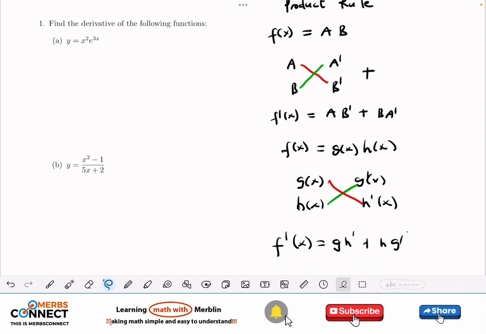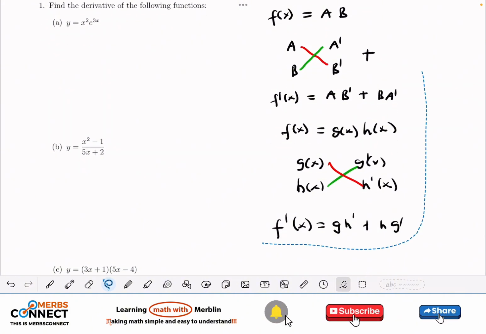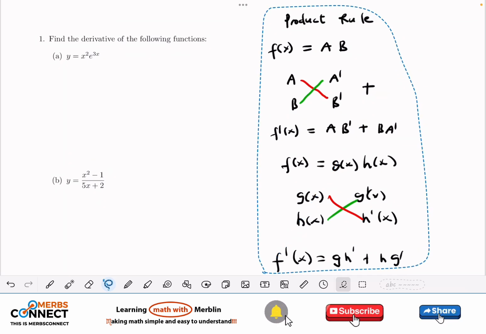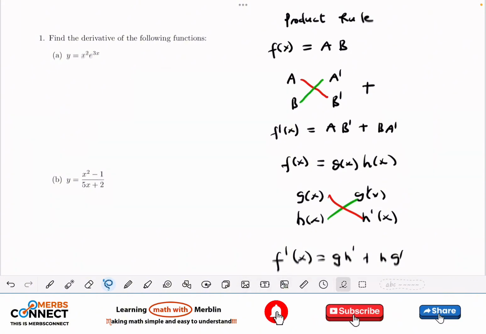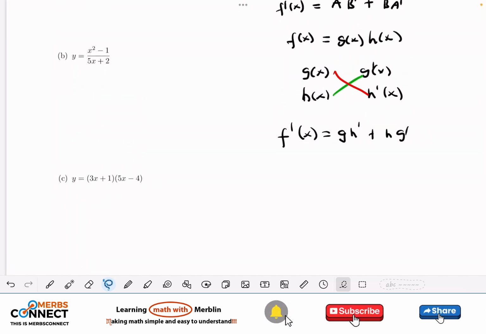I will make this one very small so that I can talk about the quotient rule, so that we can use them together. So let me go down and talk about the quotient rule.